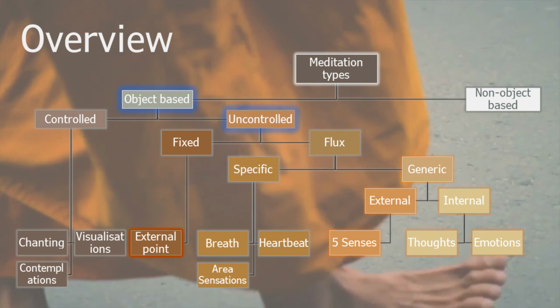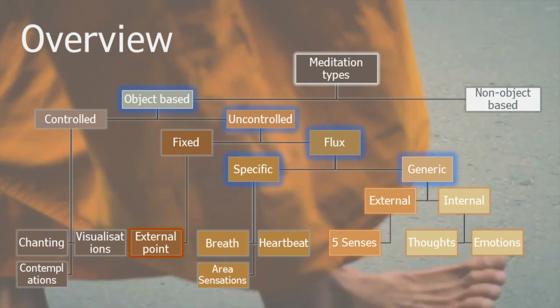Now, uncontrolled objects can be further divided into a few categories. Objects that are fixed and unchanging, as compared to those that are in flux. Fixed objects are usually those in the visual element, an image of a deity or simply a little black dot. These practices are effective in the development of single-pointed concentration.